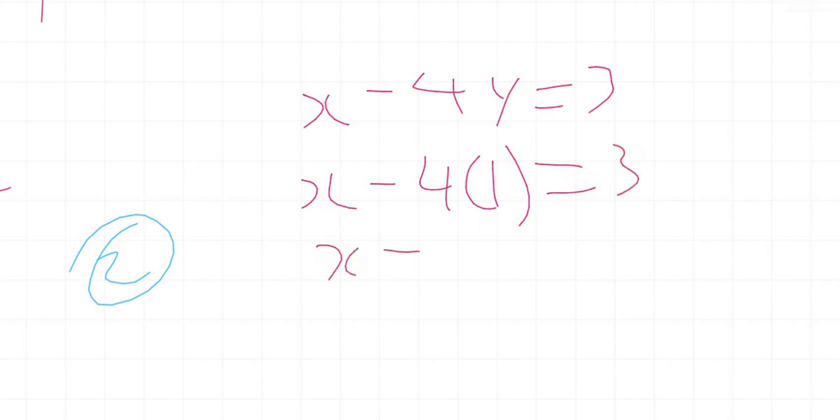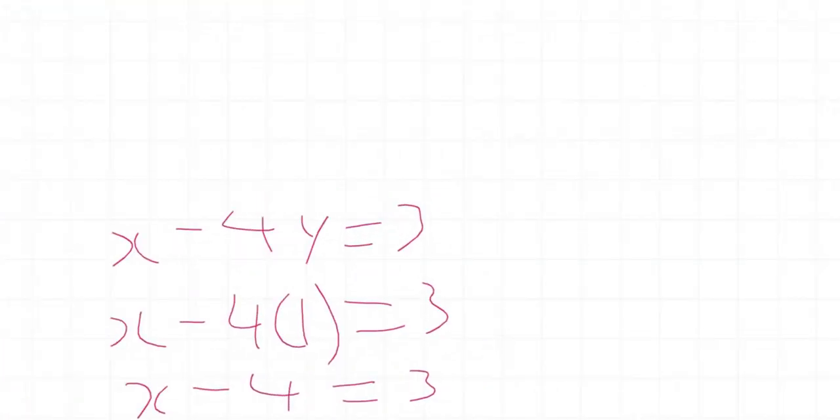So we have x minus 4 is equal to 3, making x the subject. We add 4 to both sides, and then we have x is equal to 7. So when y is equal to 1, x is equal to 7.